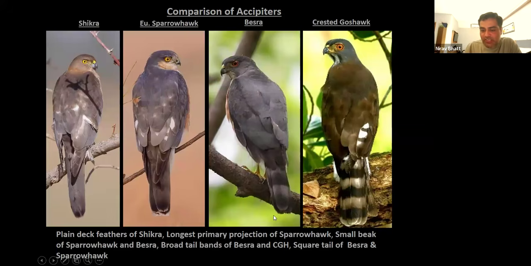But the difference is here there is a squarish tail. On the Crested Goshawk, it's a rounder tail. Now, the important part once again is the beak. See the beak size here? Shikra has a robust beak, Sparrowhawk small beak, Besra small beak, Crested Goshawk very, very thick, robust. So these are the most important pointers. Once again, we'll see broad tail bands of Besra and Crested Goshawk, square tail of Besra and Sparrowhawk. See the tail ending. It is squarish, straight tail end of Besra and Sparrowhawk, while it is rounder in Shikra as well as Crested Goshawk.